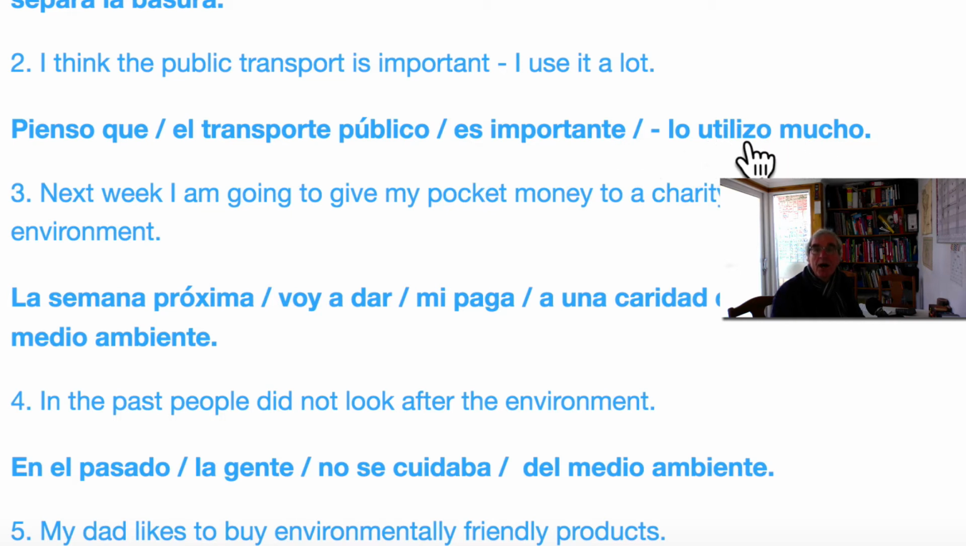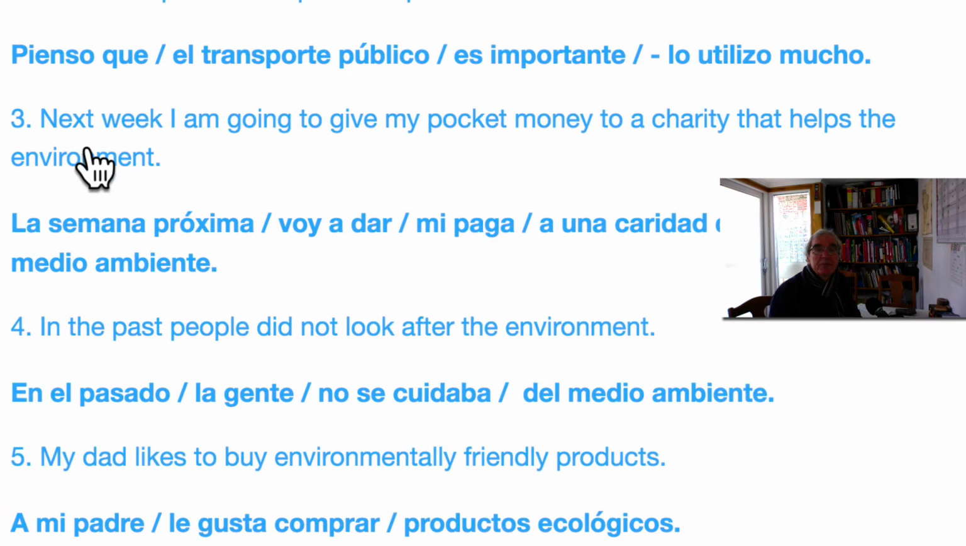Notice here, I use it a lot. So the word order is slightly different in Spanish because it's like saying it I use a lot. And this lo is masculine because it refers back to el transporte público. So there we've got it all together. Pienso que el transporte público es importante y lo utilizo mucho. Moving on now to number 3.